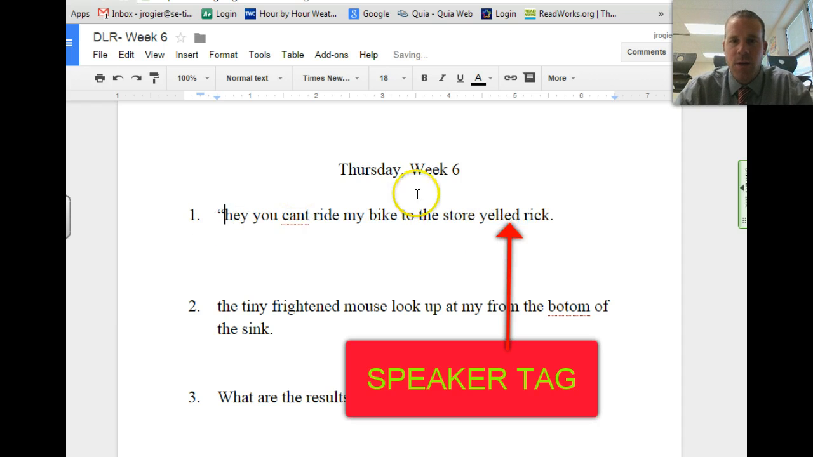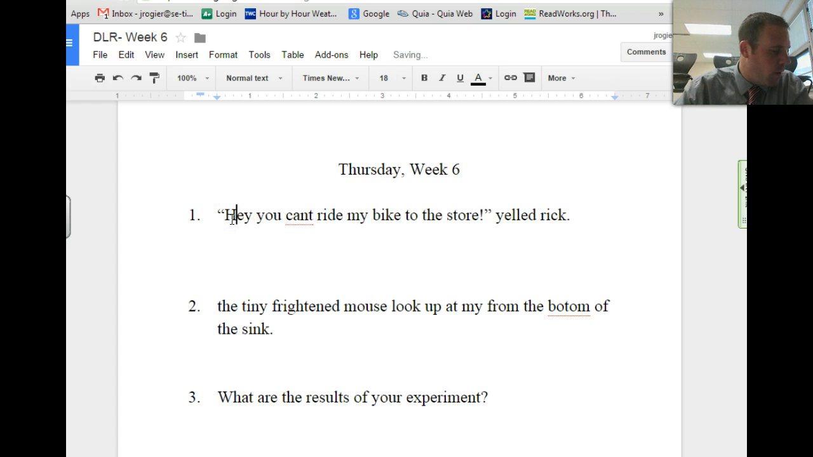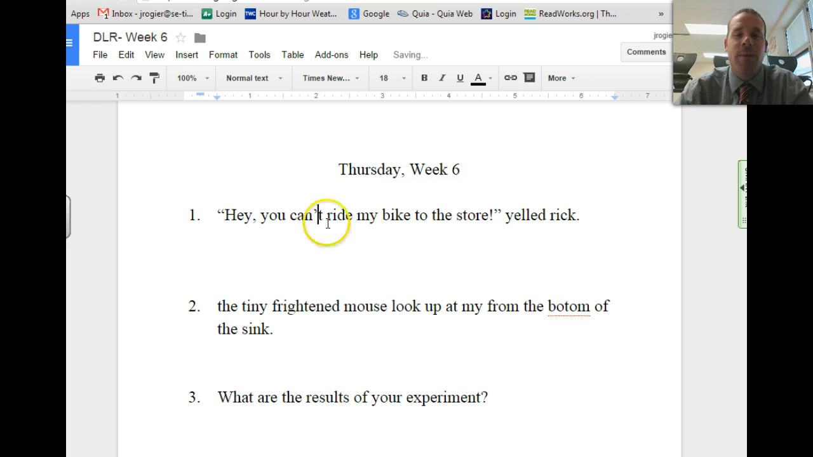He said, "Hey, you can't ride my bike to the store." Actually, he yelled it, so we can go ahead and put an exclamation mark at the end there. Obviously, we still want to start with a capital letter with Hey. Okay, probably just a comma here. "Hey, you can't ride my bike to the store!" You want to fix can't, C-A-N-'-T. And we have the exclamation at the end, yelled Rick. We still want to make sure that we capitalize Rick. It's still a person's name. And then we already have a period at the end, so that's good.